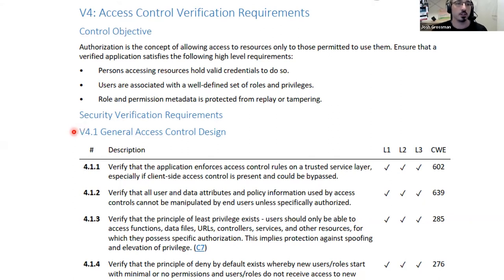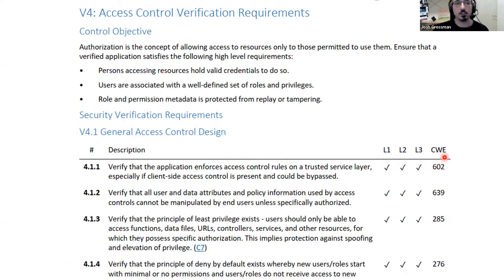So we can see we've got the section heading here, then we've got the requirements in this particular section. We can see that each of these requirements is a level one requirement, meaning that it's relevant for level one, level two, and level three. If this was just a level two requirement, then level one here would be blank, because it wouldn't be relevant for level one, so it'd only be relevant for level two and level three.